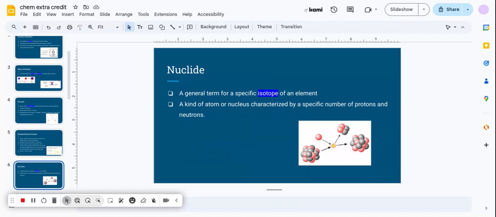A nuclide is a general term for a specific isotope of an element, and it's also a kind of atom or nucleus characterized by a specific number of protons and neutrons.